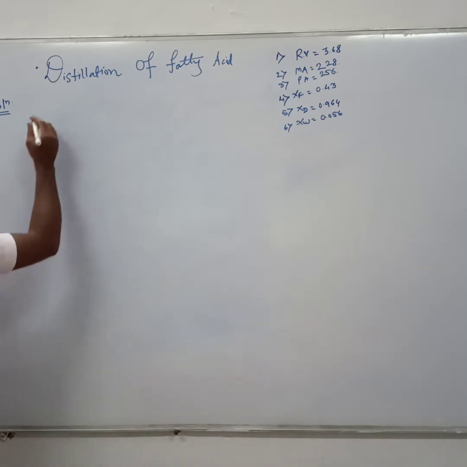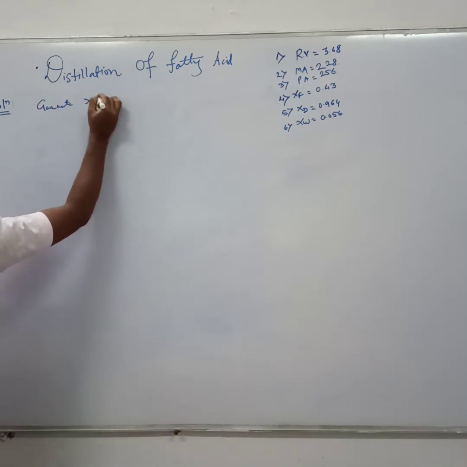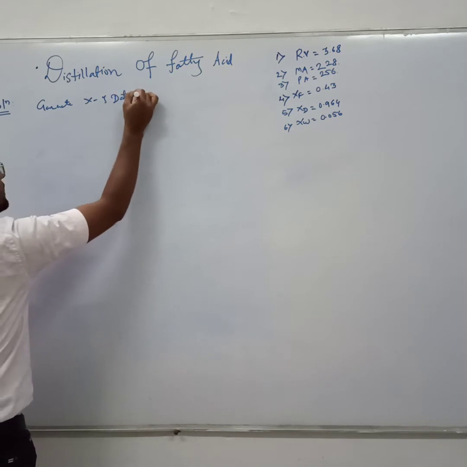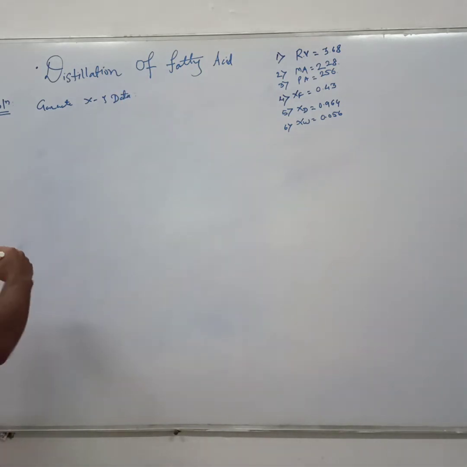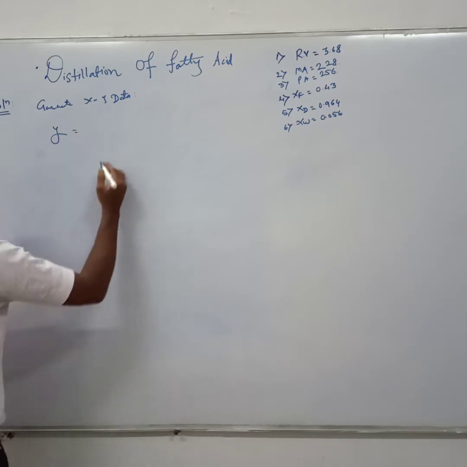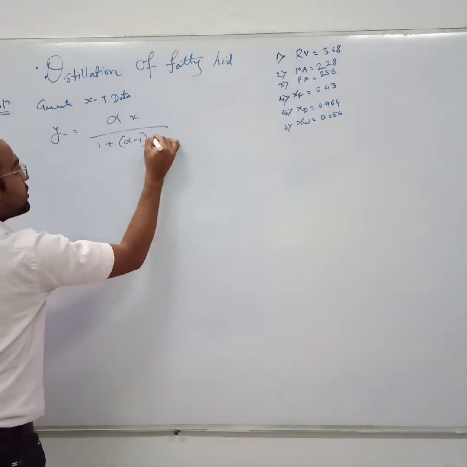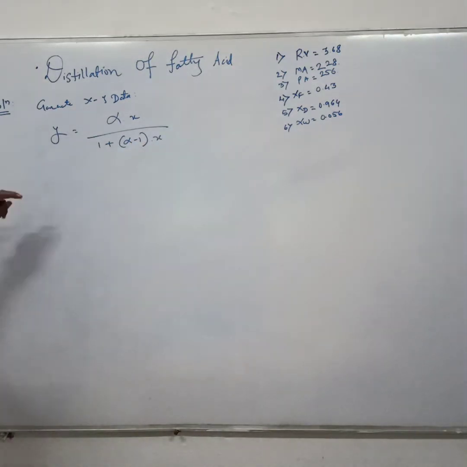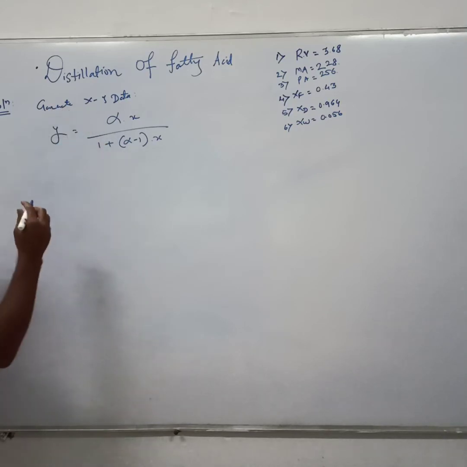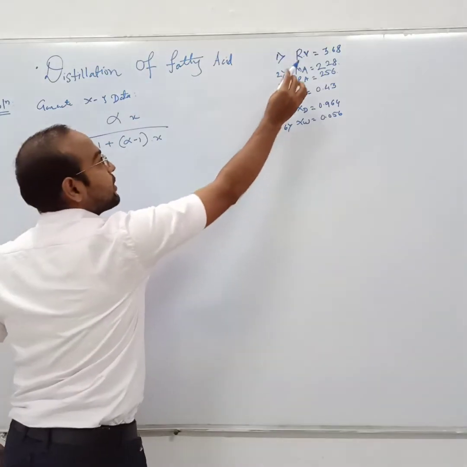Now, the next part of our numerical is generating XY data. This XY data is useful to draw an equilibrium curve in our graph. XY data is calculated by a simple formula: y equals alpha x upon 1 plus alpha minus 1 into x. By this simple formula we can easily calculate the values of x and y. What is alpha? Alpha is our relative volatility, that is 3.68.